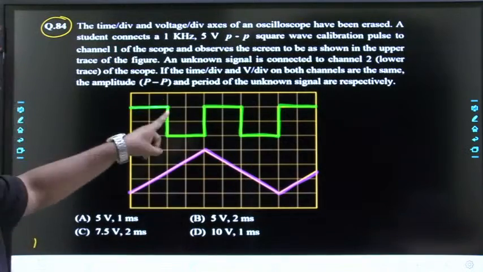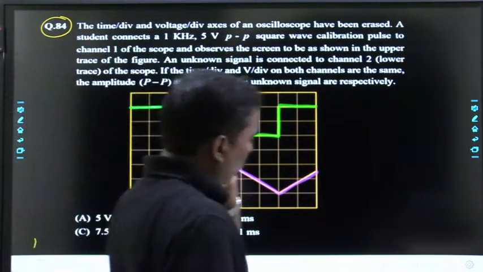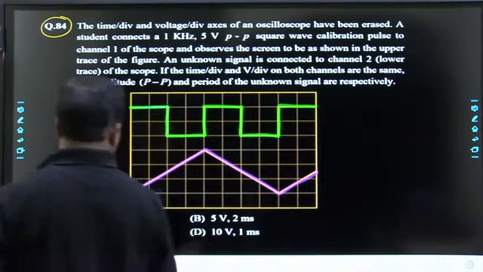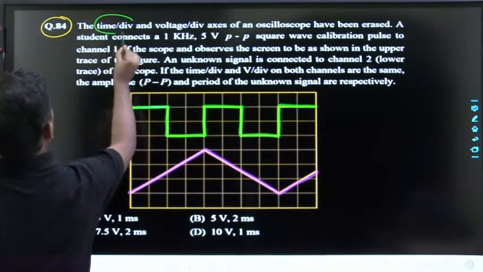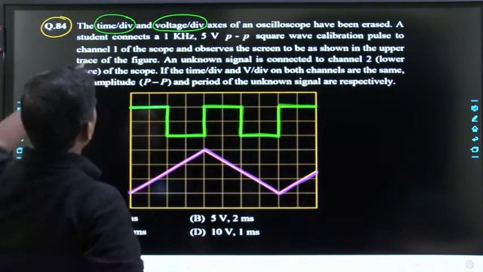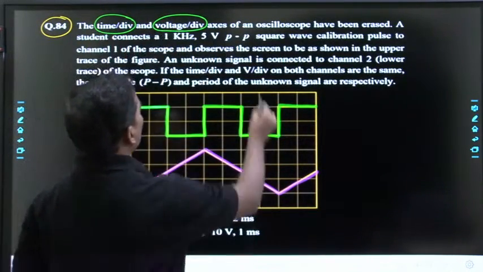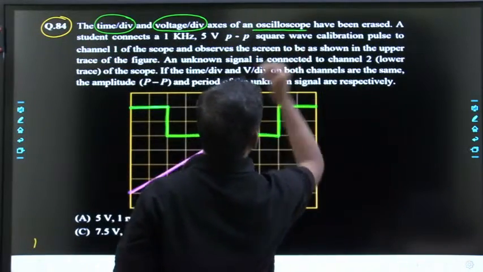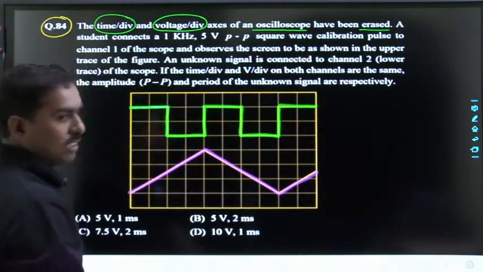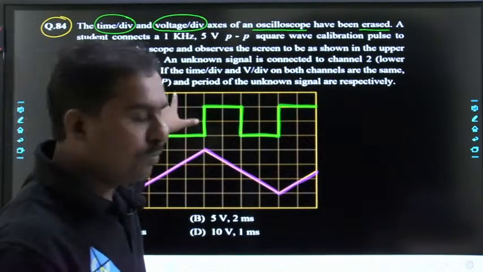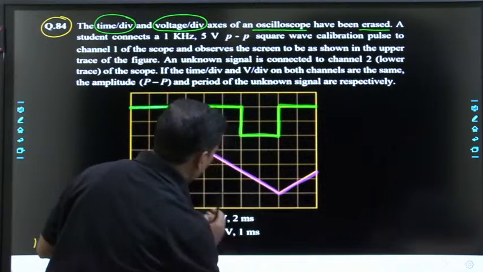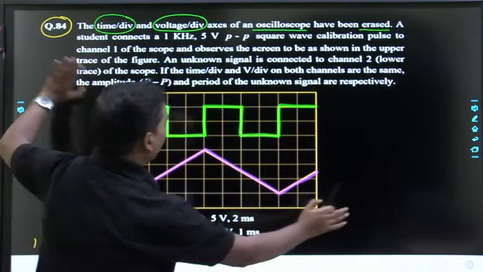This was a GATE question. We are not discussing useless questions. We are discussing the conceptual questions of the GATE exam. The time per division and voltage per division axis of an oscilloscope have been erased. Is the question visible for all of you? Yeah. So they have erased the time per division and the units are erased.